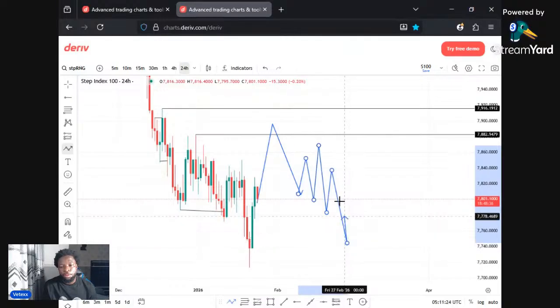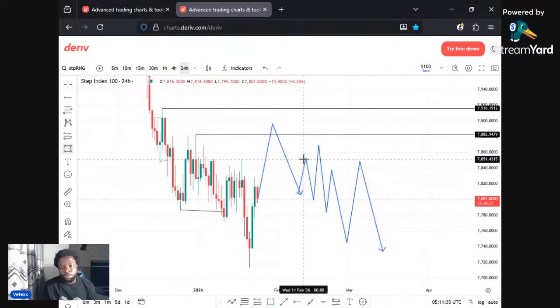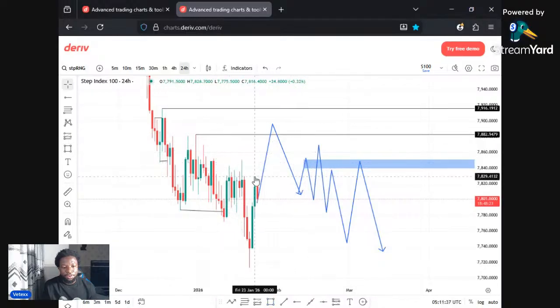Okay, so once our pattern forms like this, we now anticipate price to always take out the structural liquidity and continue to the opposite direction. So this is what we anticipate. We anticipate this move now on the 4-hour time frame, on the 24-hour time frame. So we're anticipating price to come to this POI and give us another continuation on the 4-hour time frame.